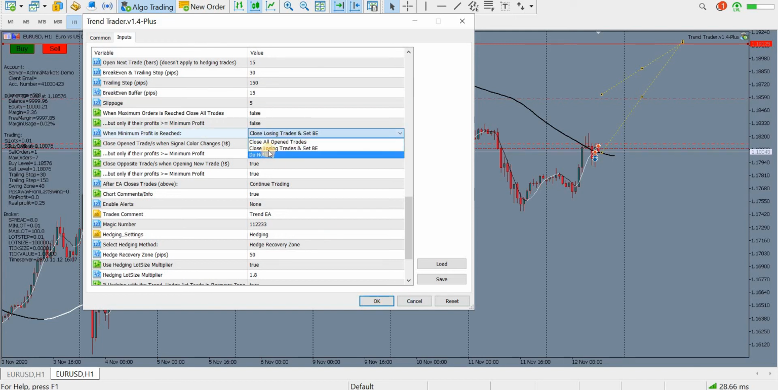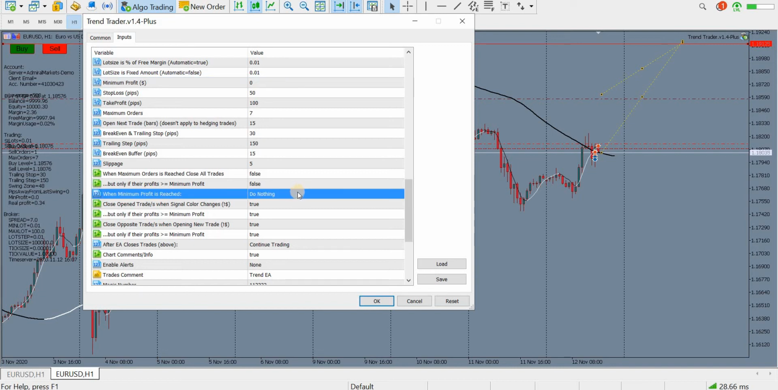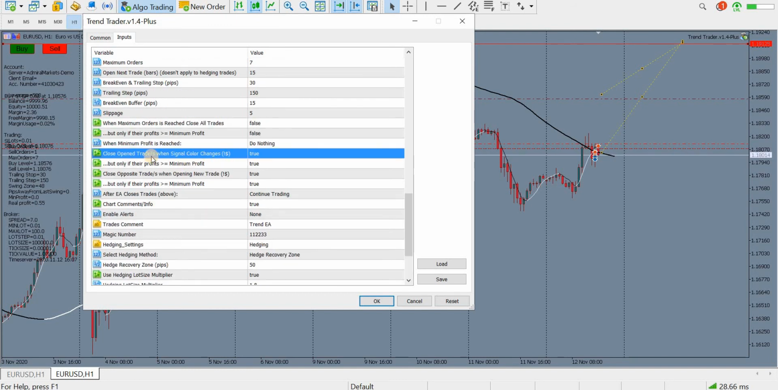And of course, there's an option to do nothing. When minimum profit is reached, just do nothing. Go ahead. Maybe you want to close at take profit or whatever other signals. There are other signals or other ways, other criteria to close a trade. And one of them is the next option, close open trades when signal color changes.